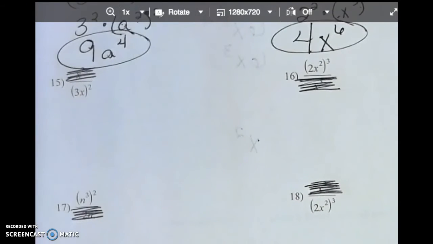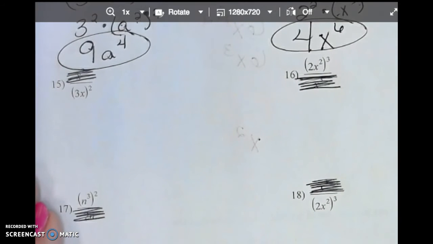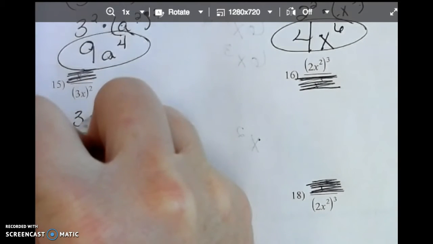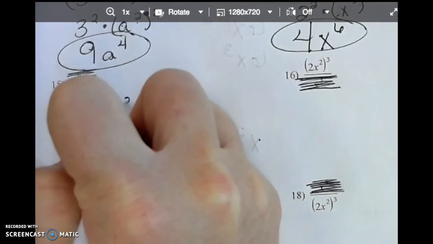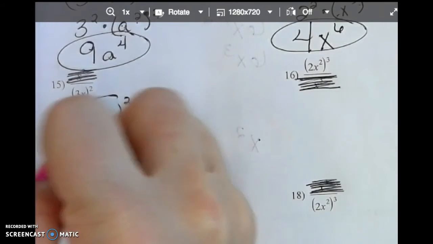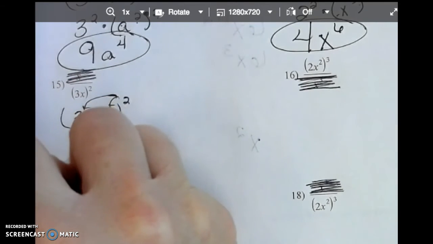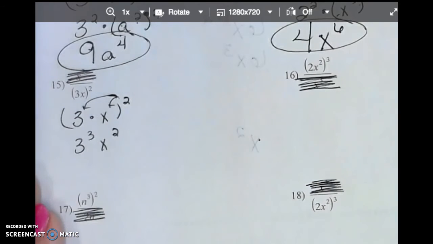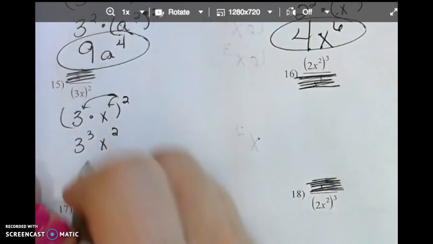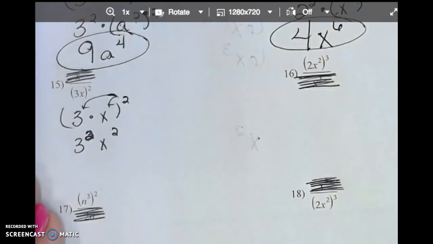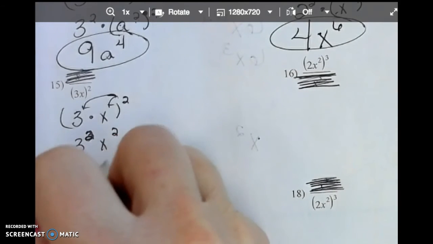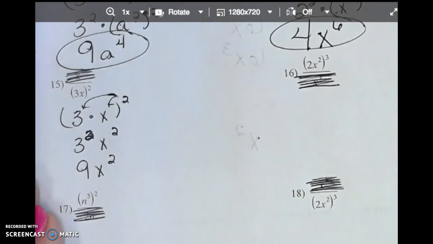Number 15. 3x squared. You have a 3 and an x, both of which want to be squared. So we're going to distribute. We'll square the 3. We'll square the x. 3, nope, that's a square, sorry. 3 squared is 9, and x squared stays as x squared.